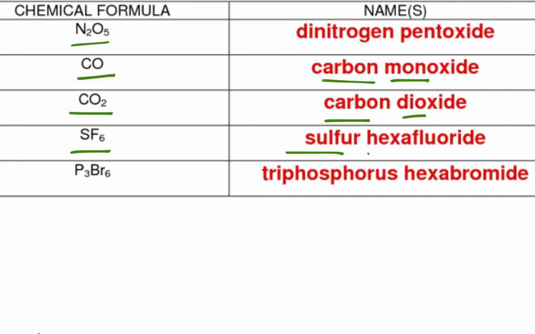SF6 is sulfur hexafluoride. Notice again that the anions are still named just like we name ionic anions, with the IDE ending. Now here we have triphosphorus hexabromide. Again, they both have to be nonmetals to use this naming system.